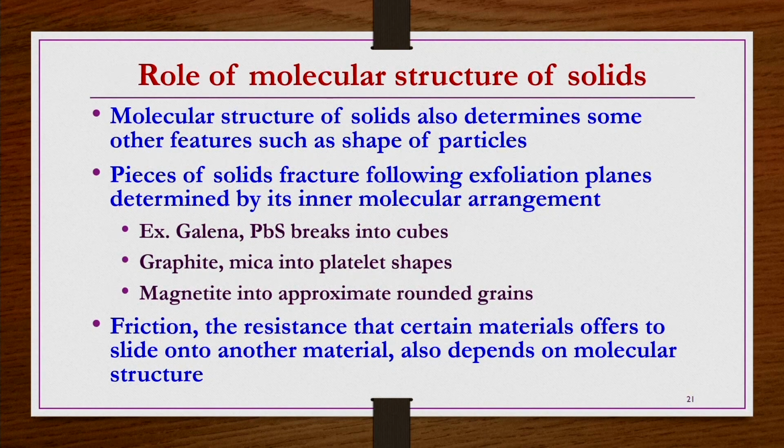Further, friction, that is the resistance that certain materials offer to sliding onto another material in solid form, also depends on the molecular structure. Some materials can easily slide onto others, whereas other solid materials may not be able to slide comfortably. If you have almost rounded grains, they may slide comfortably onto others, but if you have plate-like particles, then the friction is more, and the particles may not be able to slide or flow comfortably. That is also because of the molecular structure.